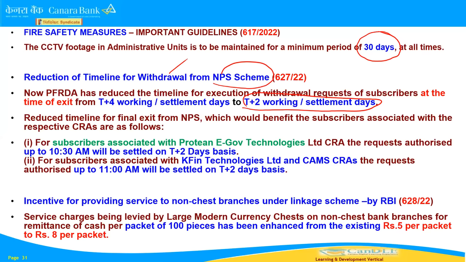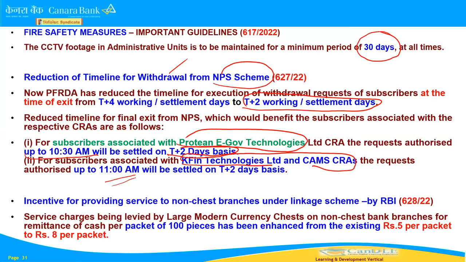But there are so many companies dealing with this. NPS subscribers who are associated with Protein e-Government Technologies, for example, if they apply within 10:30 in the morning, it will be given in T+2 days. But if the subscribers are associated with KFin Technologies or CAMS, these two companies, then before 11 o'clock, if they give a request for withdrawal, it will be settled in T plus 2 days.